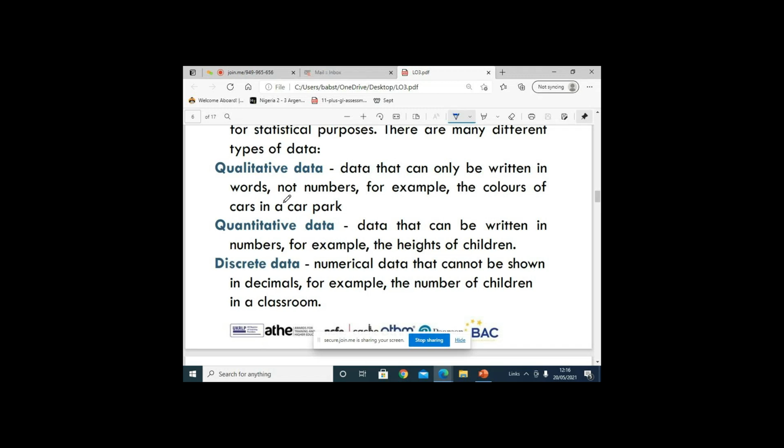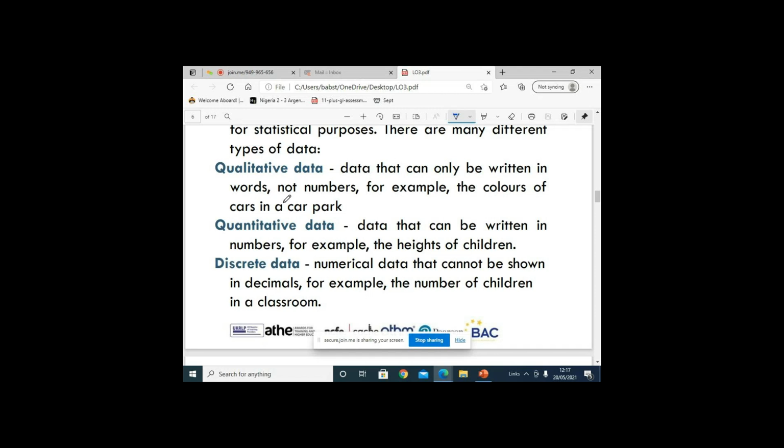Another one is quantitative. Quantitative data can be written in numbers. For example, the height of children. Say we want to sample the weight and height of kids in a class. You can record them as numbers because you have to measure their weight or their height, and when you measure those things, you put them in numbers. That is quantitative data. Even results from an election are in numbers. So all those things are quantitative data.